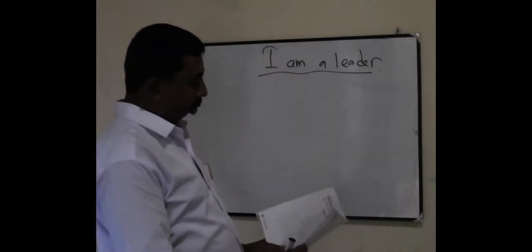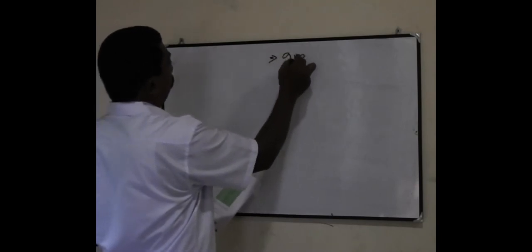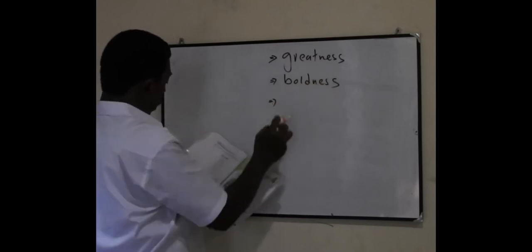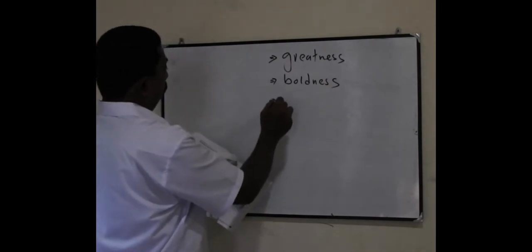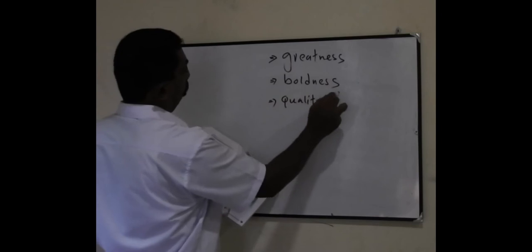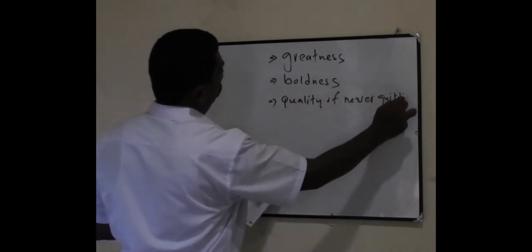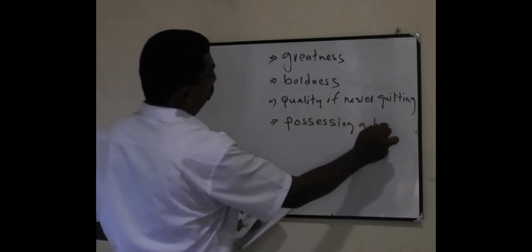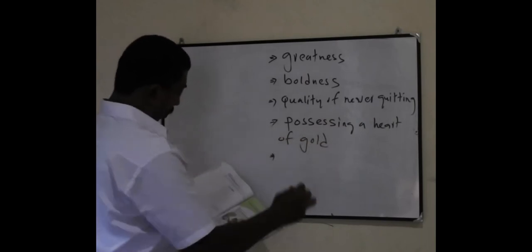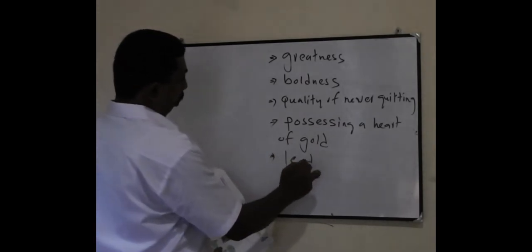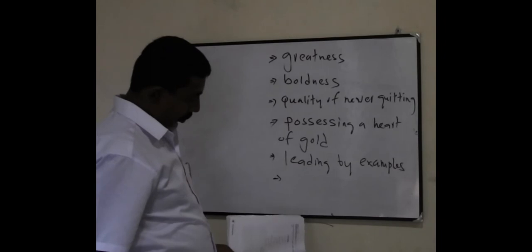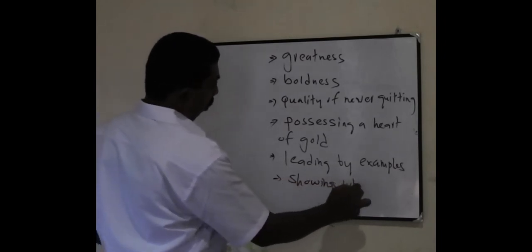Read the following poem. List the qualities a leader should have. One, greatness. Second quality, boldness. Next, never quitting. Possessing a heart of gold. Leading by example. Showing what to do.